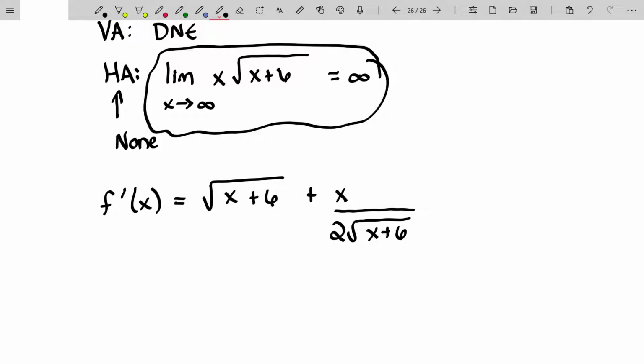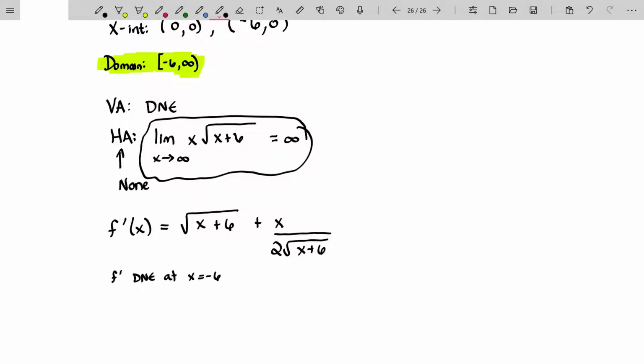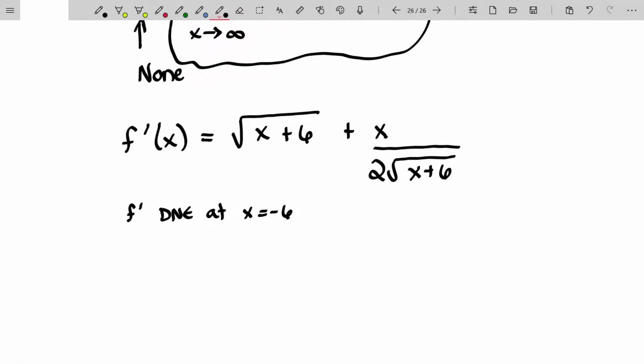Our derivative definitely does not exist at -6. So f prime does not exist at x equals -6. And while that's at the edge of our domain, it still is kind of an important piece of information, because that tells us that the curve likely goes vertical right there, or something to that effect. All right, let's see what else we have going on.